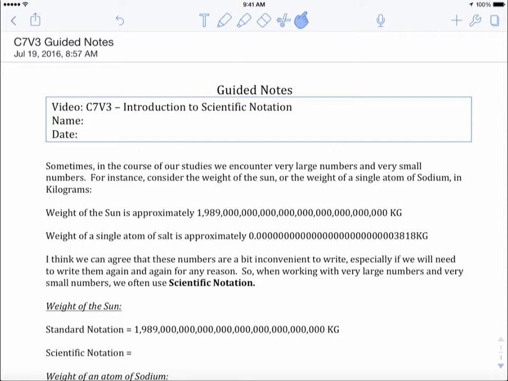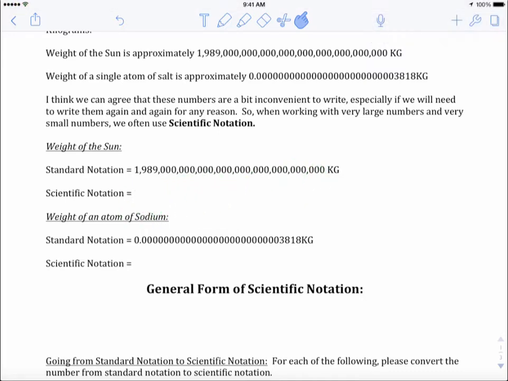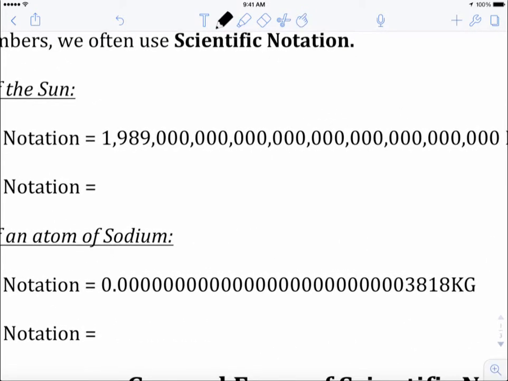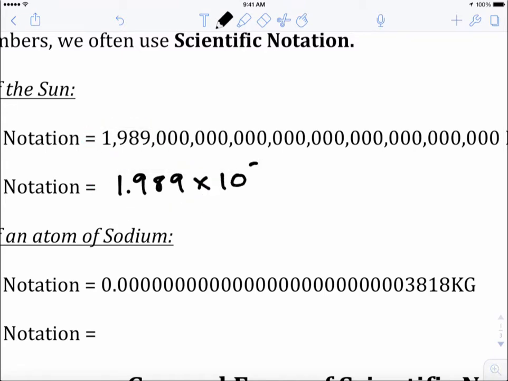So here's the deal. I'm going to show you a couple examples of scientific notation, and then I'll show you how we use it. Okay, so first things first, the weight of the sun, here it is. I can't even dream of saying what this number is, quadrillion, quintillion, septillion, who even knows? What we call this is the standard notation for the number, the normal numbers that we've been working with. And I'm just going to show you how we write this number using scientific notation. So we would write this number as 1.989 multiplied by 10 to the 30th power.